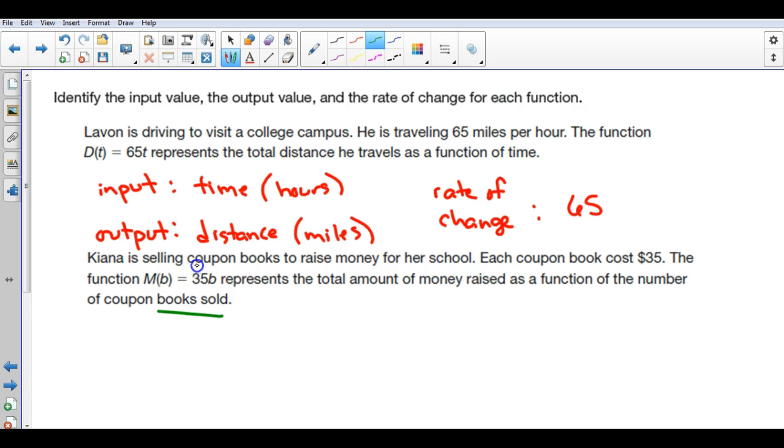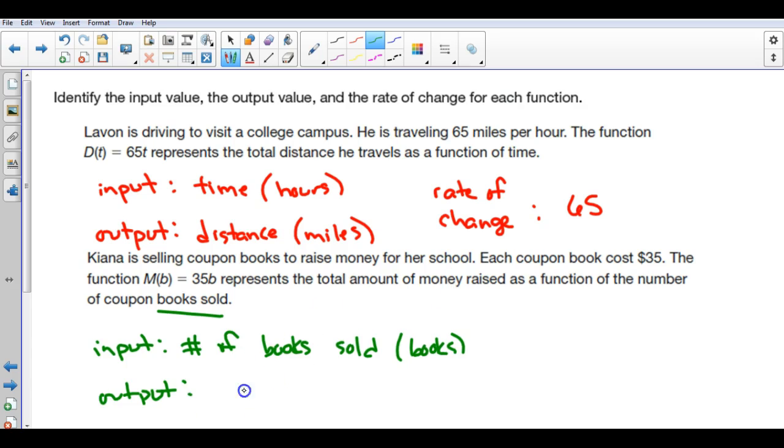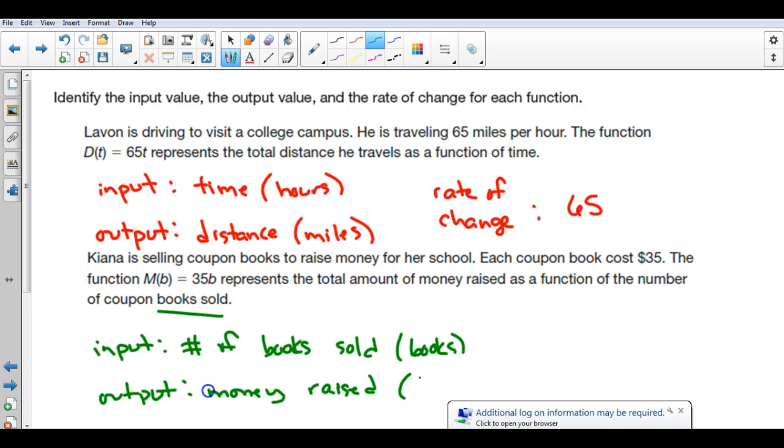So I think we've all been out going door to door selling wrapping paper, something like that, and you're trying to reach a goal. So you're the one that's going out there, you're controlling how many items you are selling, and then however many items you sell, your money that you make depends on that. So my input value here is going to be the number of books sold, and that would be measured in books. So she sells 10 books, 20 books, whatever it is. And then my output value here, again, that would be the total money raised, and that would be dollars.